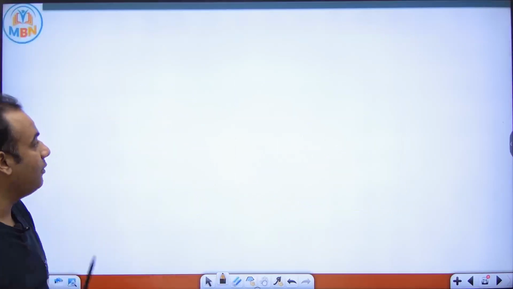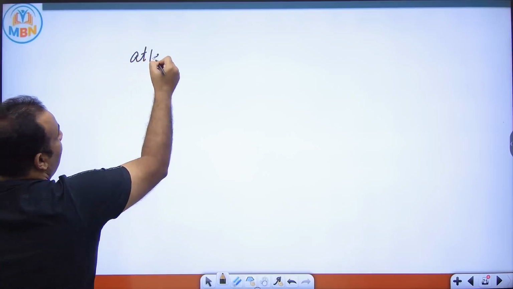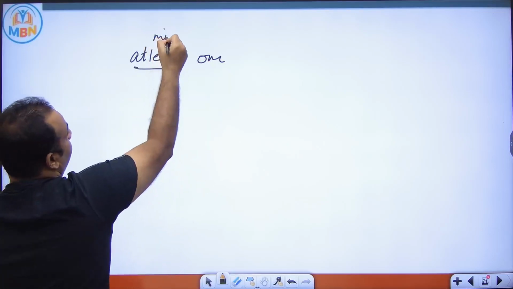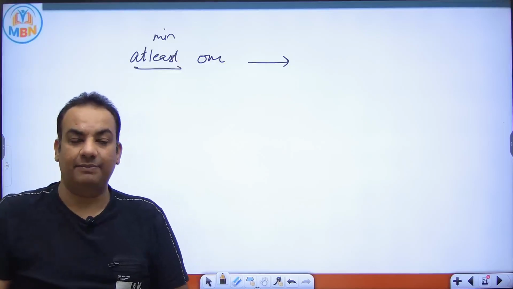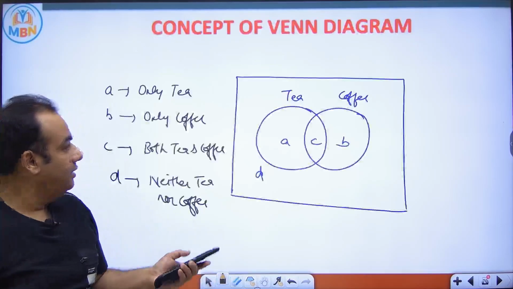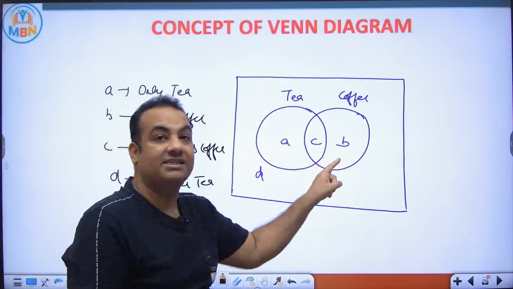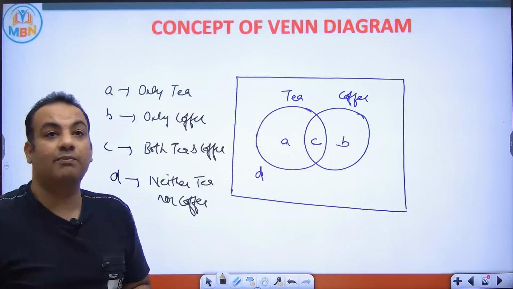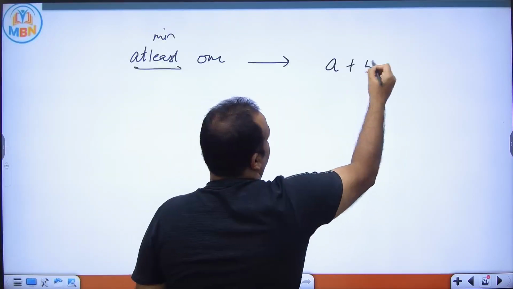Now here one very important question. Suppose they say, how many people drink at least one? At least means minimum. At least one of the drink. It means minimum one drink. So A will be considered because A is drinking tea. B will be considered because B is drinking coffee. C will be considered because C is drinking both tea and coffee. So if the question is at least one, answer is A plus B plus C.